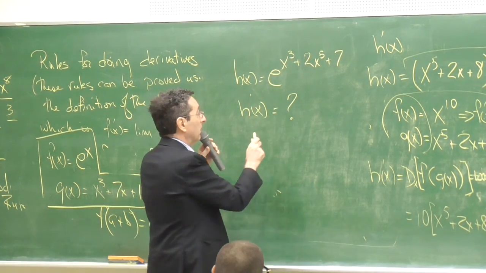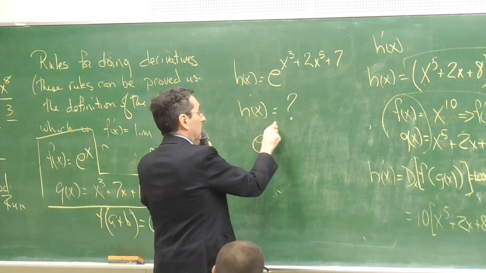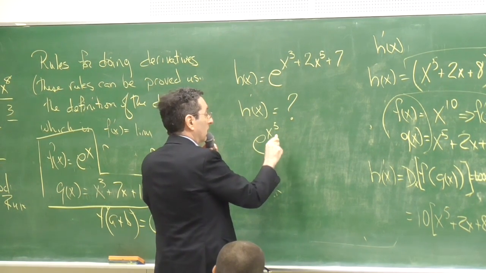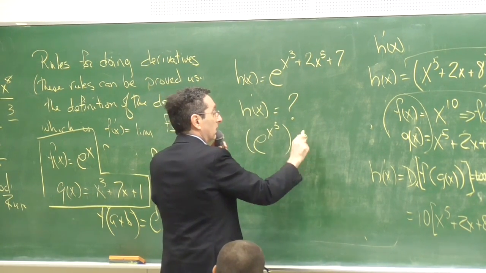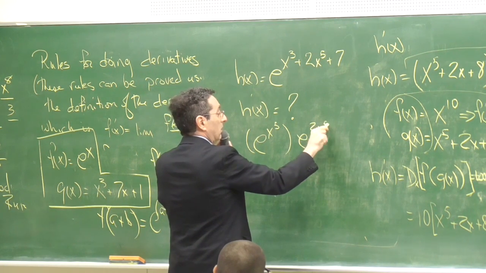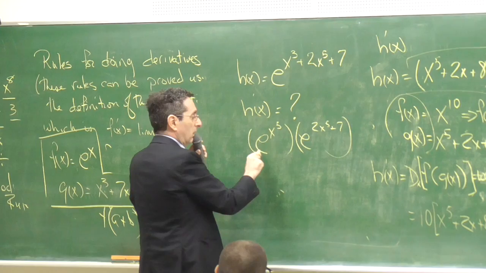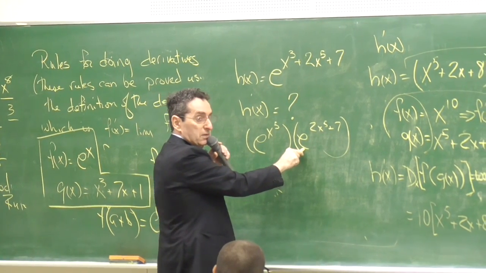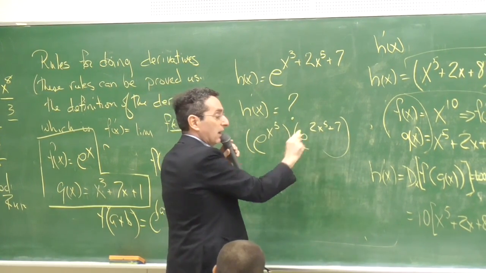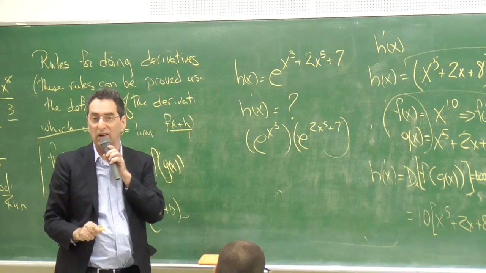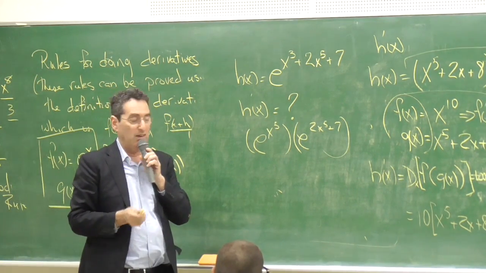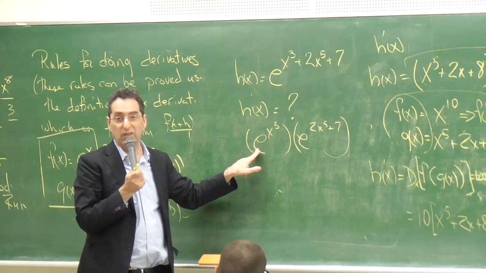We could say this is e to the x to the 5th times e to the 2x to the 5th plus 7. Is that right or not? When we multiply things with the same bases, we add the exponents, right? So that would work. But that's not really going to help us, because even this part, we don't know what to do with.